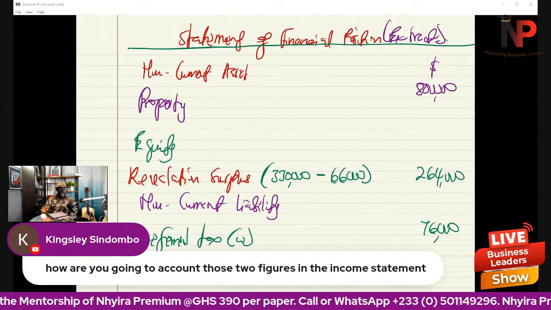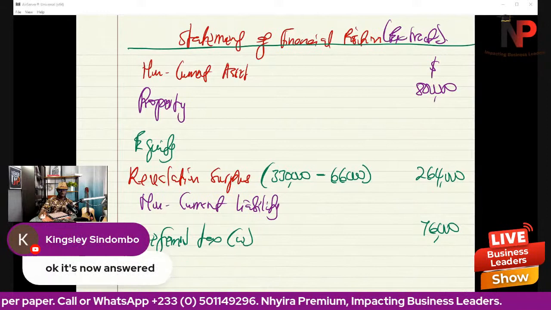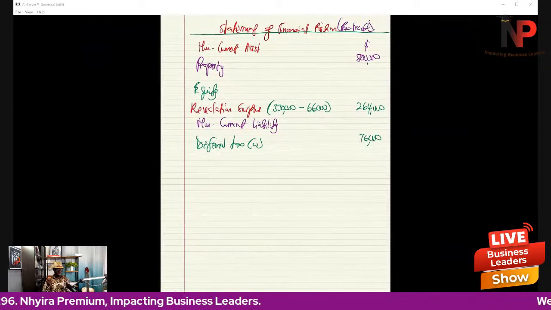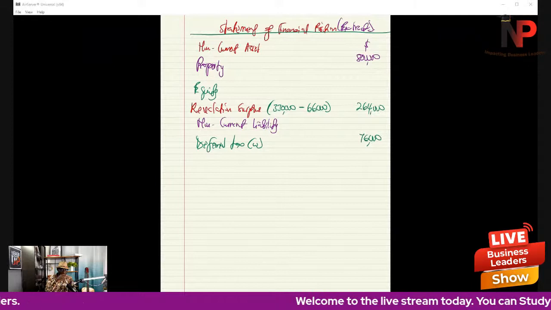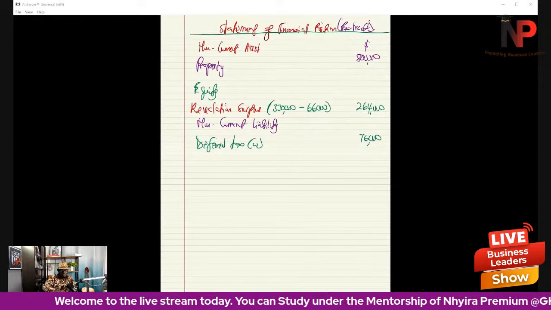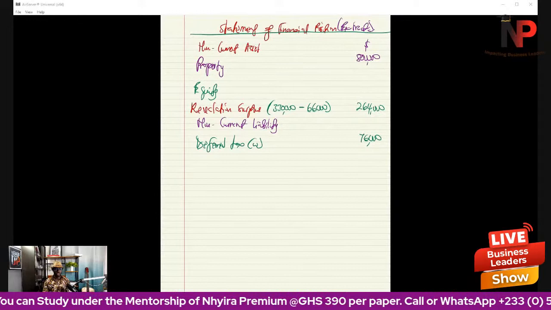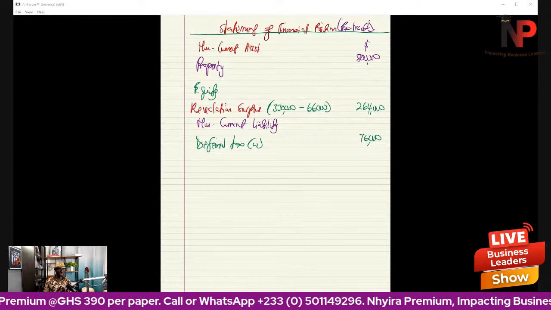How are you going to account for those two figures in the... Okay. Yeah, I think we've already done that. So that is the idea and what we need to do relating to this particular question. Like I said, it just happened that you are given the tax base in this question, so you don't have to think about it. And that is direct in that particular regard. So that is the issue about that.